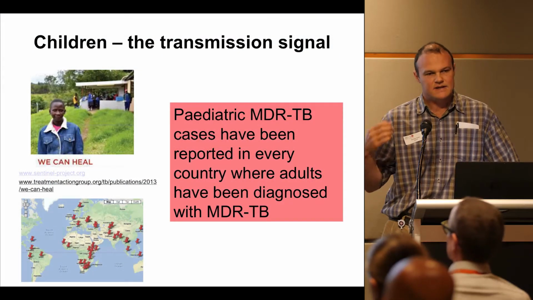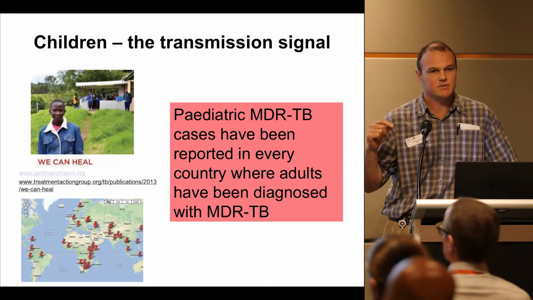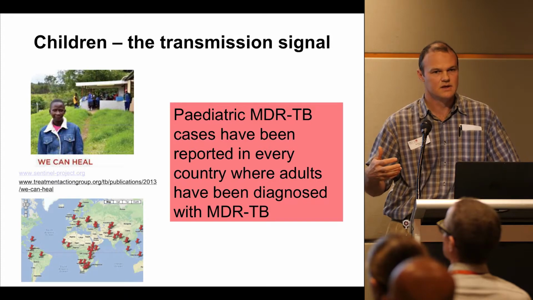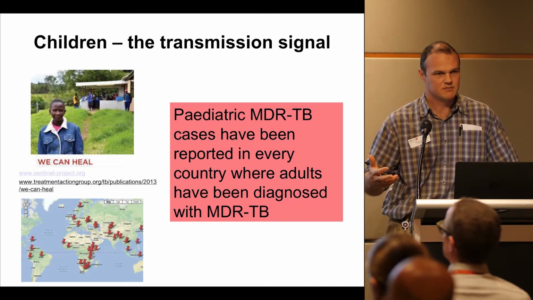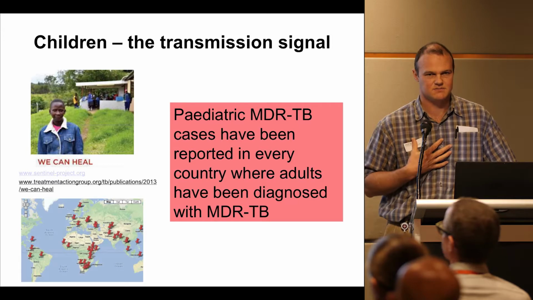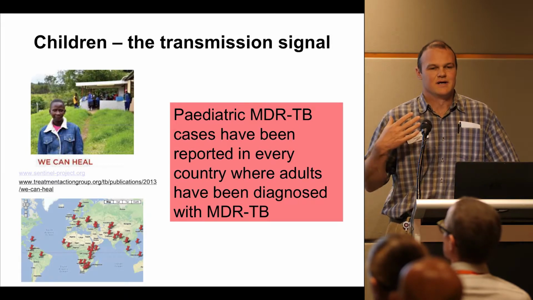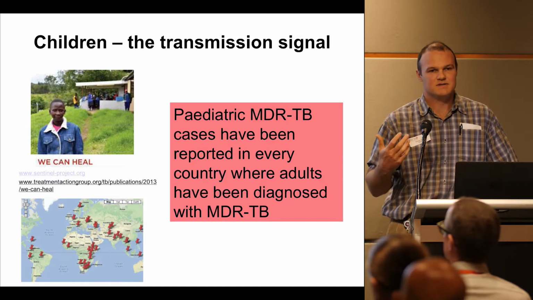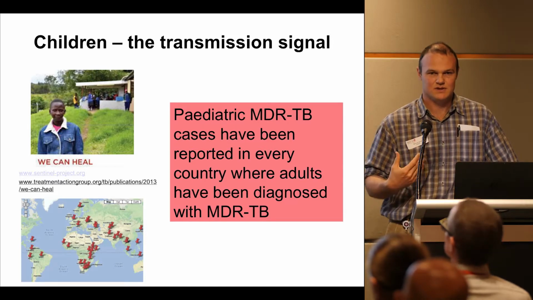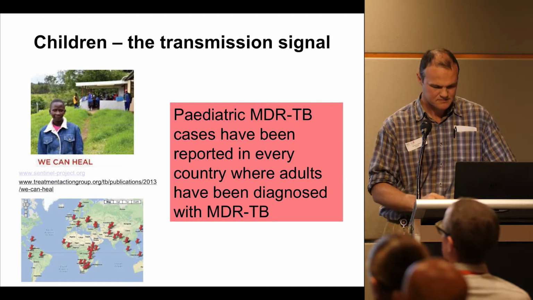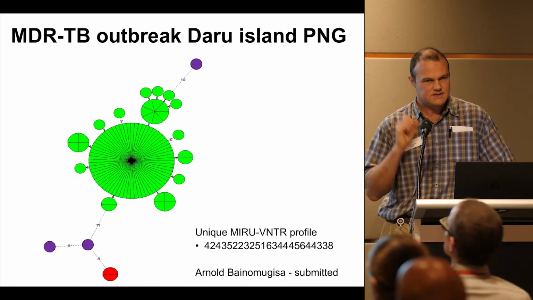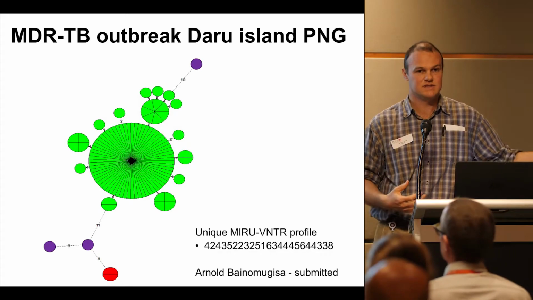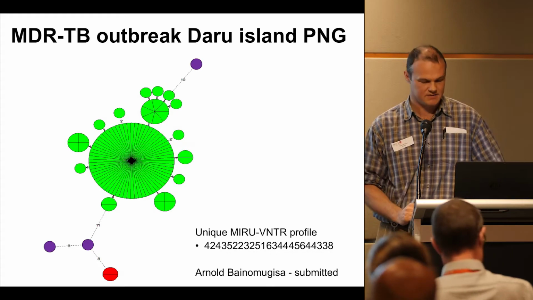But the fact that we've seen children with MDR TB, wherever there has been adult cases of MDR TB, has always been a signal that MDR TB is transmitted, because children don't acquire resistance because they don't drink their drugs, like people assumed adults do. Children develop disease because they get infected by someone in their immediate environment. So that's always been the signal that transmission is happening, because in all the countries where we see adult cases, we see pediatric cases whenever there's diagnostic capacity.